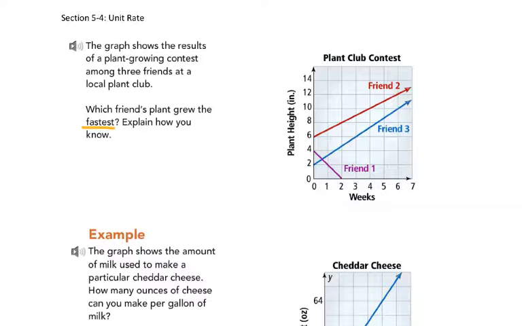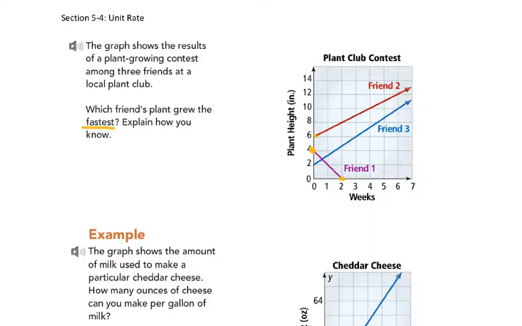So if we take a look at some points on the graph, I'm going to look at friend 1 first, and friend 1 starts here, and the plant obviously did not do very well. The plant died because after 2 weeks, the height of the plant is 0, so that means that it did not grow at all. So friend 1 is pretty much out. So let's take a look then at friend 2.